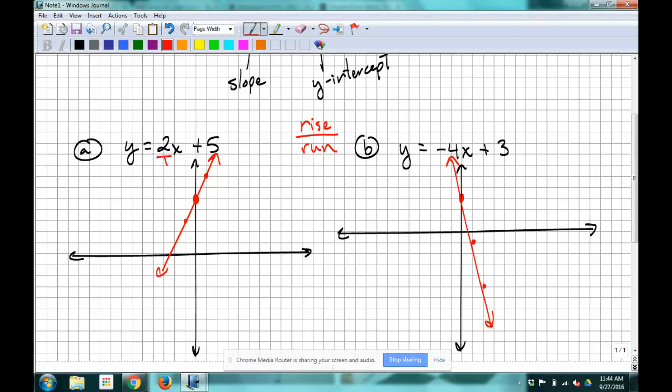Yeah, this number out here is where you're going to start on the y-axis. So if it's a positive 3, we go to positive 3, and then you count your slope from that spot. Always start at the y-intercept. Any other questions about these two? All right. Let's go to the next example.